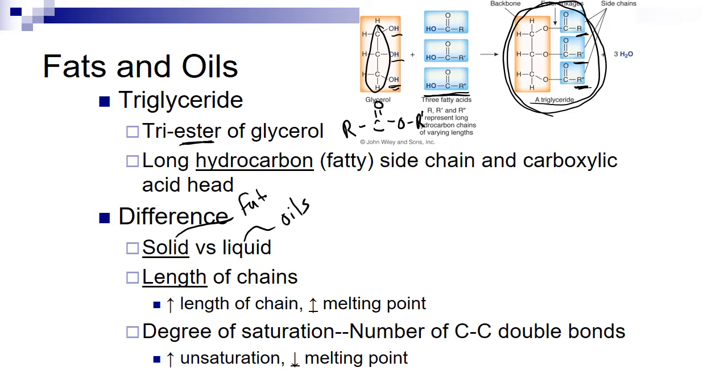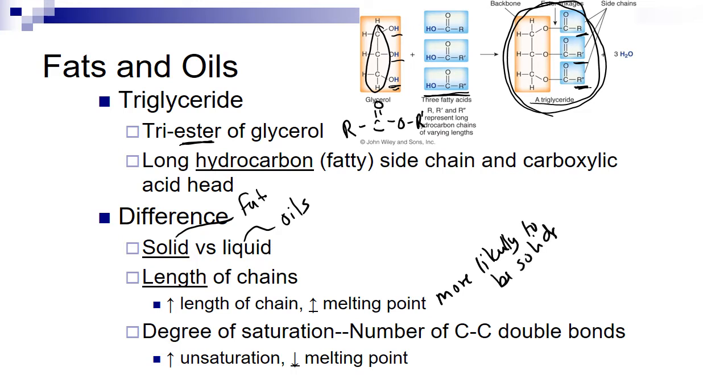So the length of the chains can make a difference. And again, that's just how many carbon are in this long chain. The more carbons, the higher the melting point, the more likely it is to be a solid.